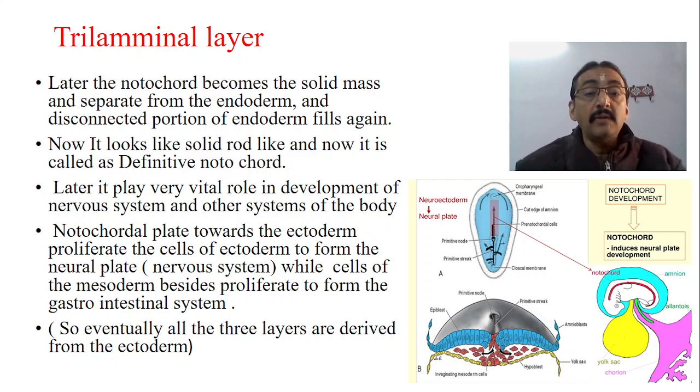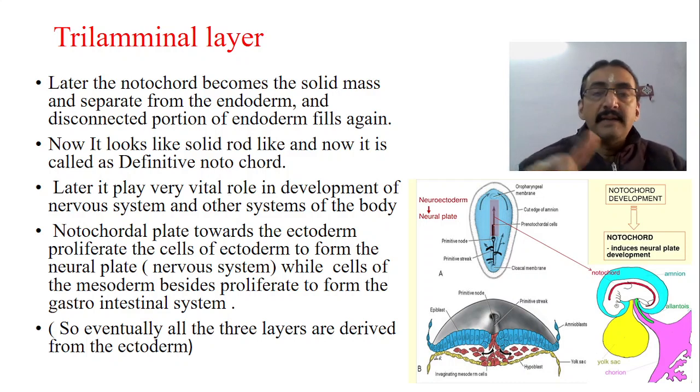So eventually all the three layers are derived from the ectoderm. One thing is very clear, all the three layers we are talking about are basically derived from the ectoderm, isn't it? In the previous class also we have seen it is the epiblast, where the changes start. Then the same cells undergo proliferation and form the endoderm. Then the same cells undergo changes to form the mesoderm. Lastly, the epiblast is called ectoderm. So ultimately, everything is derived from the ectoderm.